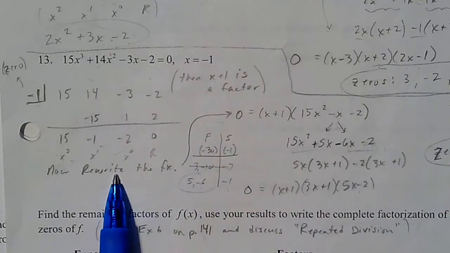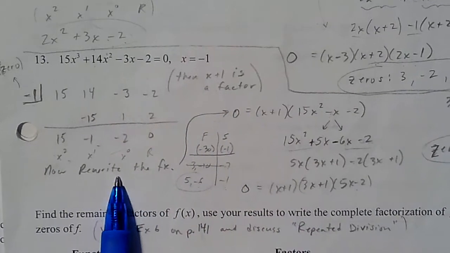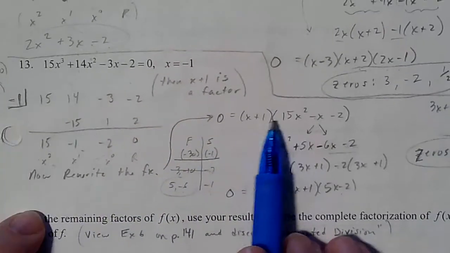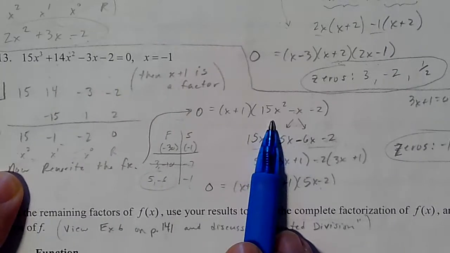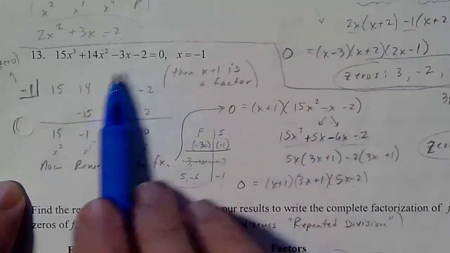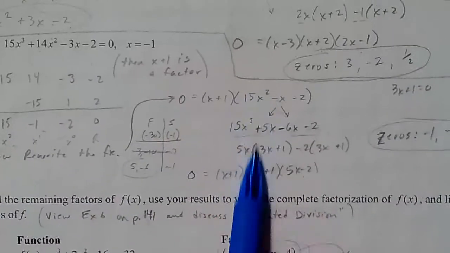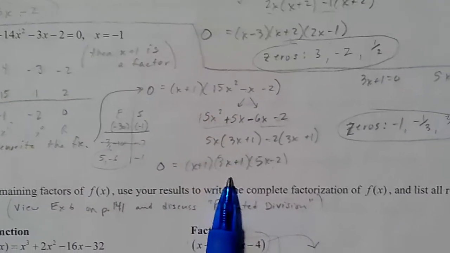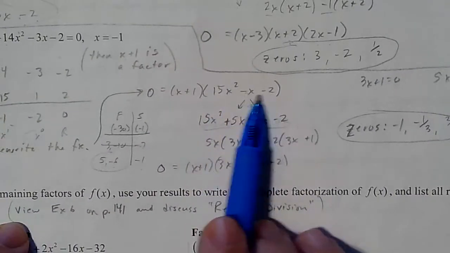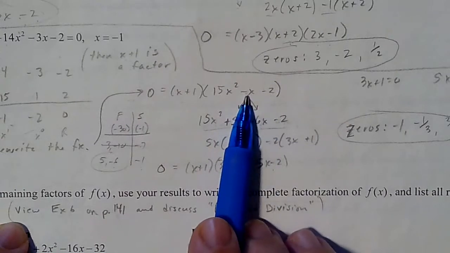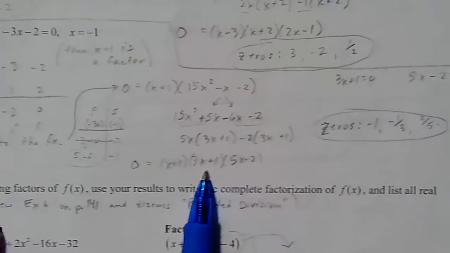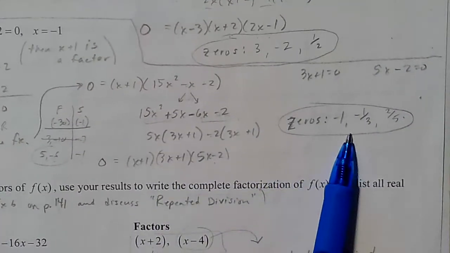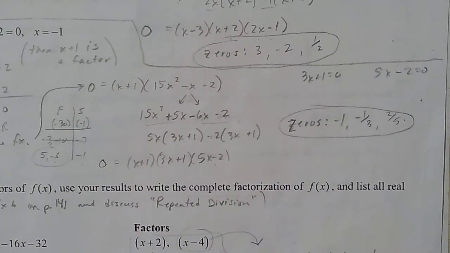Okay, so now we should rewrite the function. We're going to write it as x plus 1, our divisor, times this result, and then continue to solve it from there. This is the new part. All of this should be reviewed if you've been staying up on your skills. So factors of negative 30 that add up to negative 1 are going to be 5 and negative 6, and it factors pretty nicely. Okay, so here are the zeros. Pause and fix what you need, or rewatch if you need to.